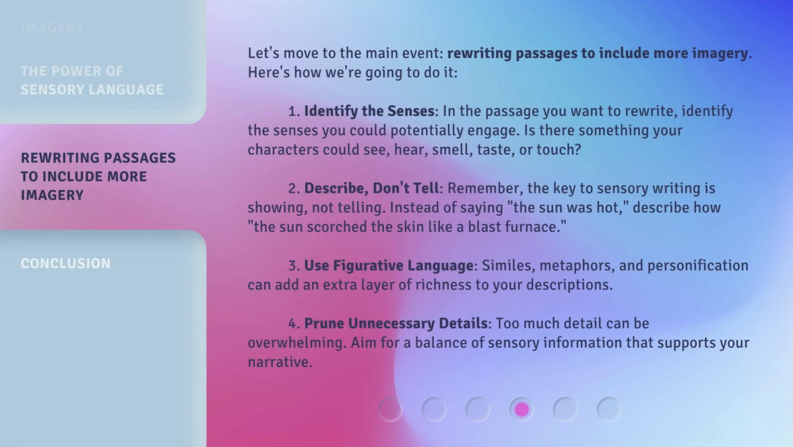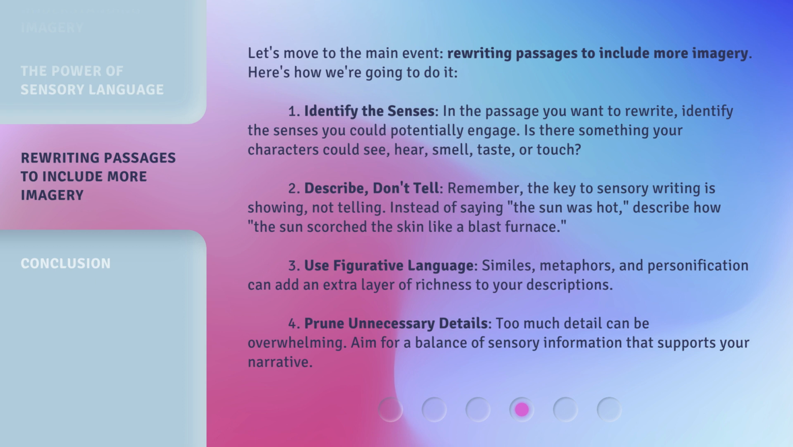Let's move to the main event: rewriting passages to include more imagery. Here's how we're going to do it. 1. Identify the senses. In the passage you want to rewrite, identify the senses you could potentially engage. Is there something your characters could see, hear, smell, taste, or touch?